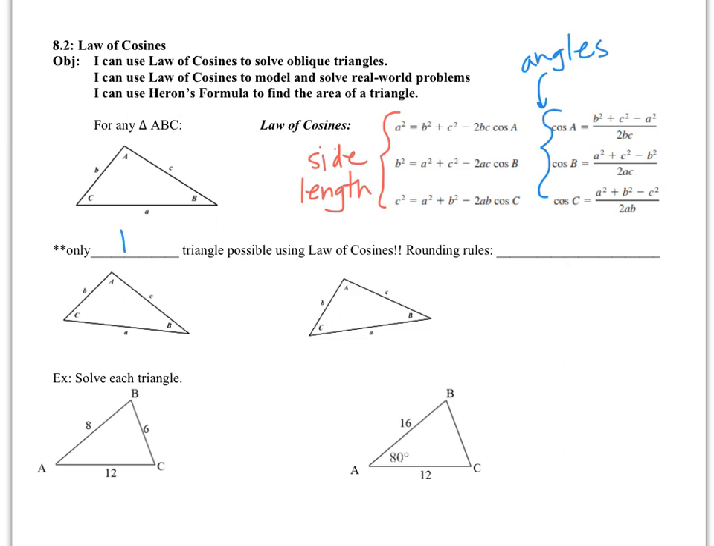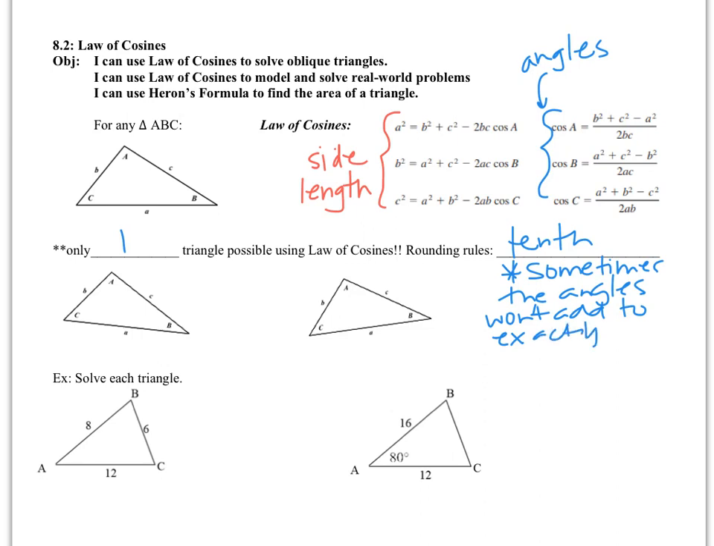Remember our rounding rules. We will round to the nearest tenth. That does get us into a little bit of trouble. The unique thing with cosines is that sometimes you need to round to the nearest hundredth to get the angles to equal exactly 180. So if we keep our rule the same as before, just for consistency, sometimes the angles in a triangle won't add to exactly 180. And we'll have to just be okay with like 179.9. All right, so just keeping that in mind.